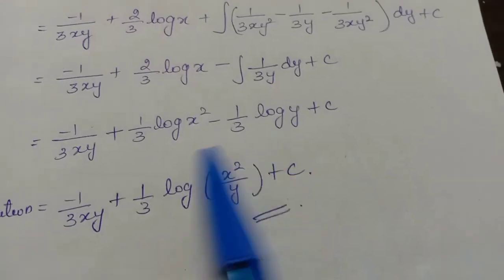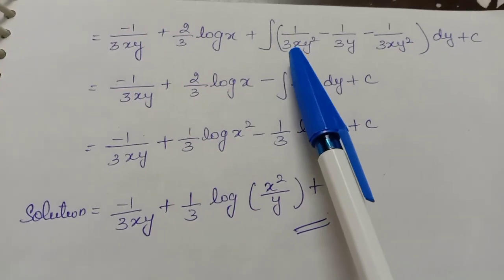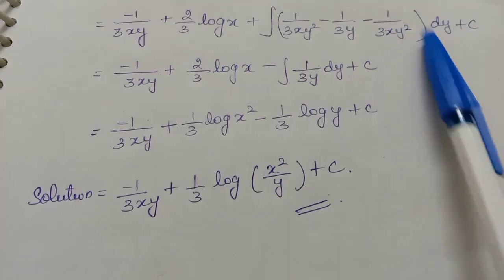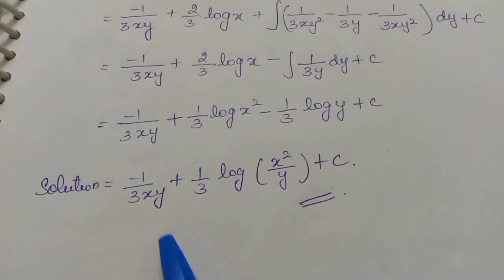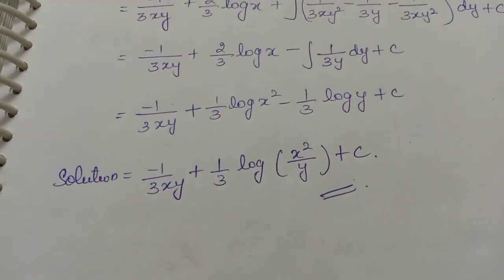Now differentiate. So finally what do we get? Minus 1 by 3xy plus 2 by 3 log x plus integral 1 by 3 x y square minus 1 by 3y minus 1 by 3 x y square dx. So these two terms get cancelled. So the solution is minus 1 by 3xy plus 1 by 3 log x square by y plus c. That's all. Thank you.